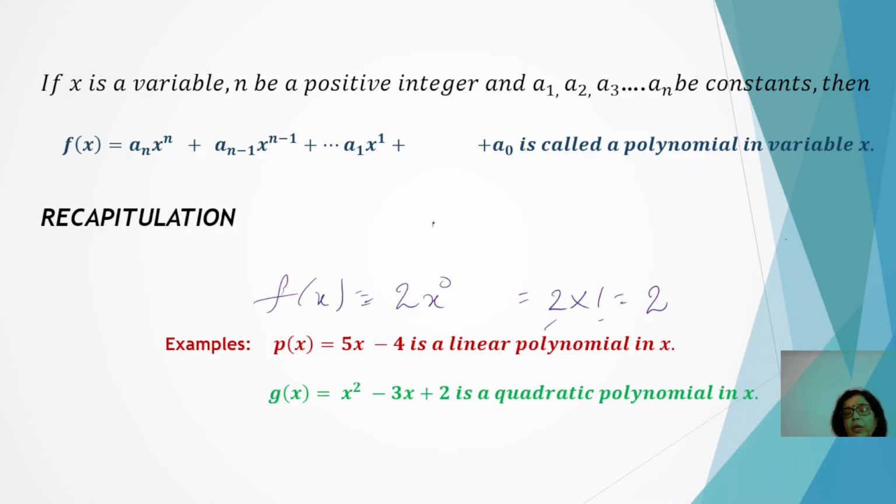But 0 is called the zero polynomial, and the degree of the zero polynomial cannot be defined because even if you take 0 into x to the power of 0, that makes it 0 into 1, that is 0. So for the zero polynomial, in this case, the degree is not defined. And for constants, we call them constant polynomials and the degree is 0.